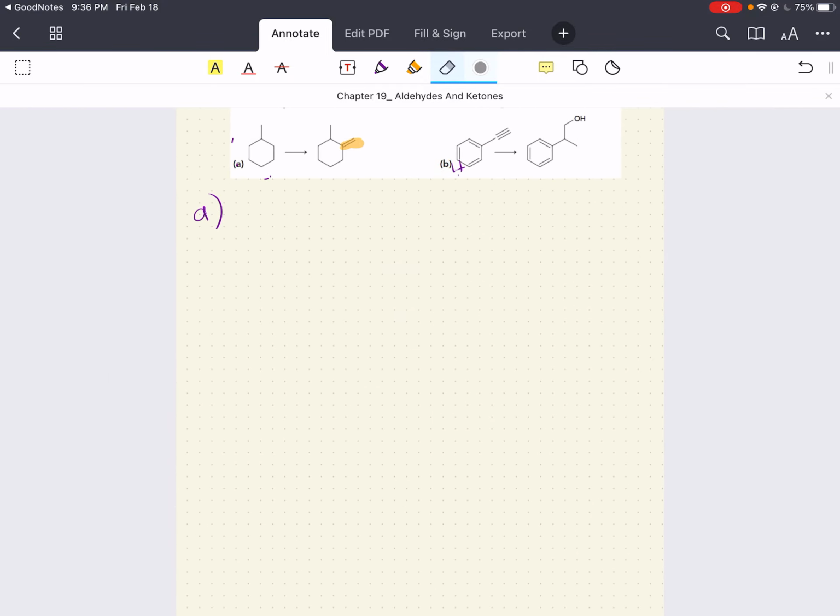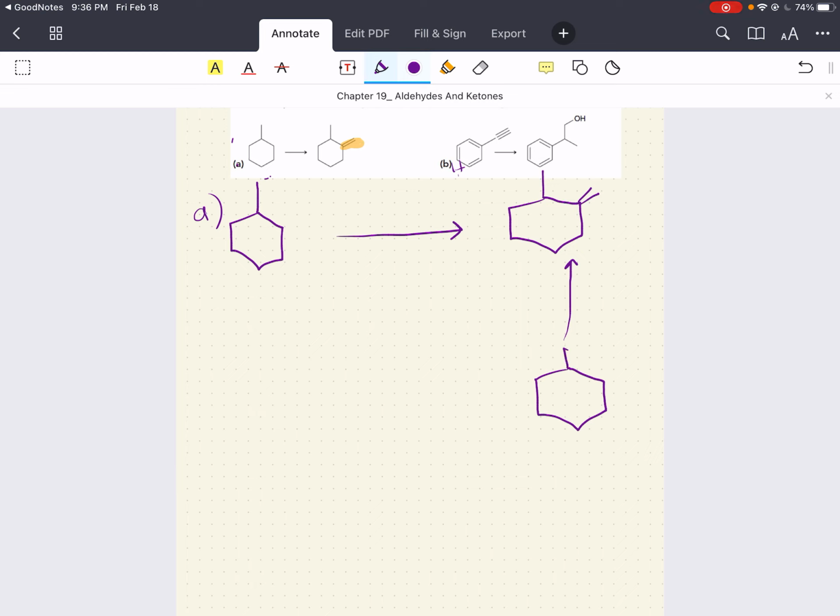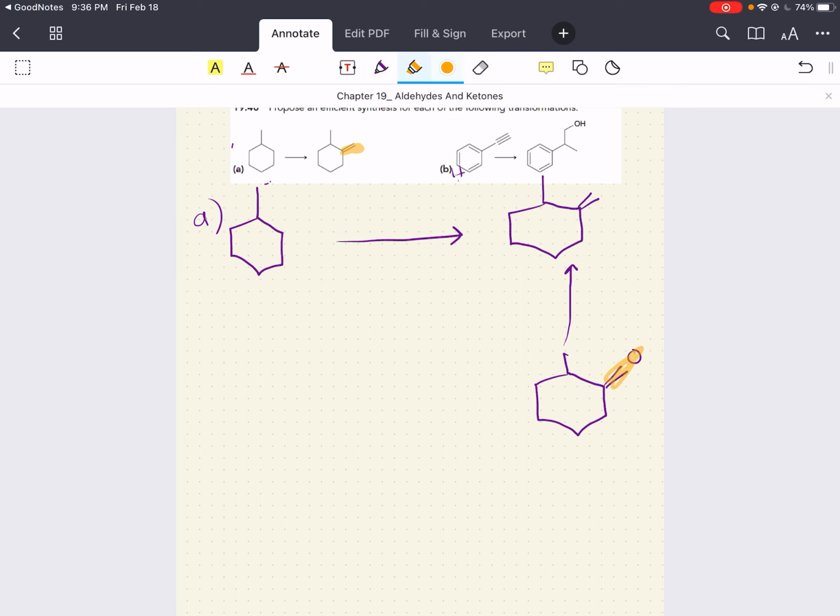All right. So here we go. Here's our starting material. Here's our end product. Now we talked about this to get this carbonyl group right here. If we had a carbonyl group here, we can convert this carbonyl group into a carbon-carbon double bond using our Wittig reagent.